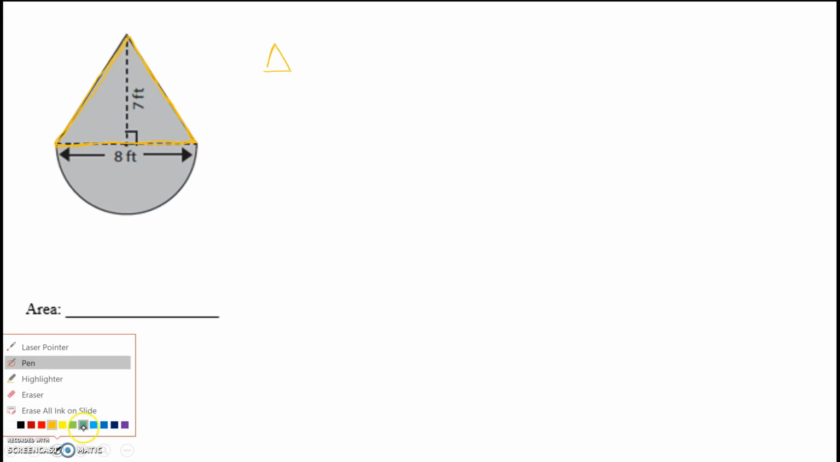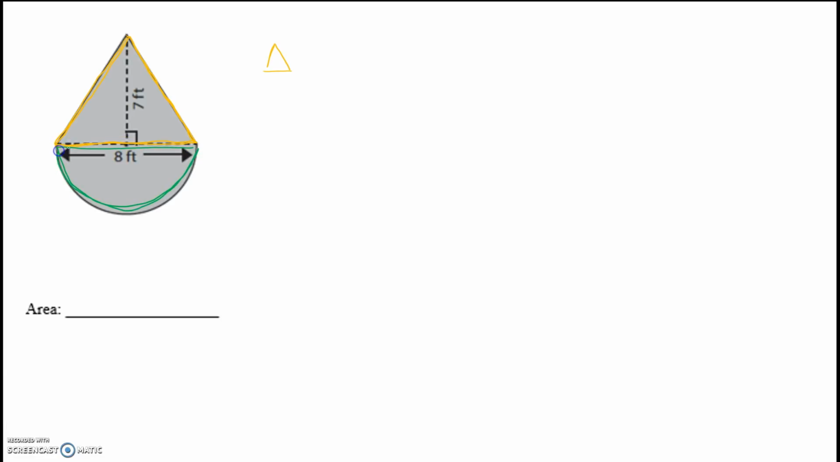So this, obviously, I don't know how to find the area of it all together, but I can find the area of it in 2 pieces. So that's what we're going to do. We're going to do our triangle and our semicircle. So let's start with our triangle. So if I look at my formula chart for a triangle, it says area equals 1/2 base times height.